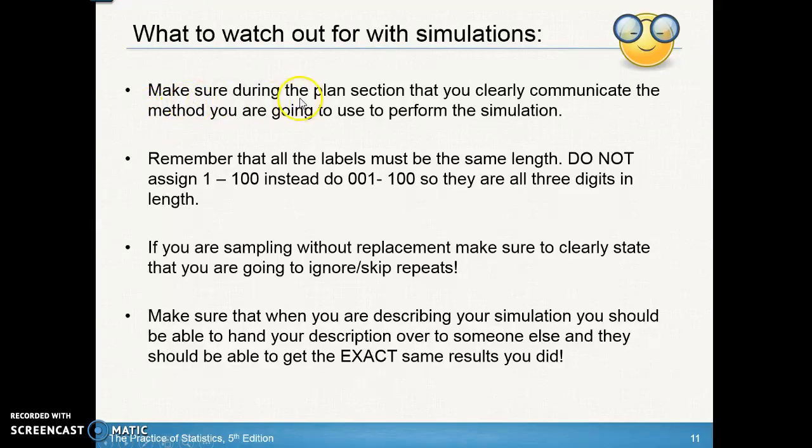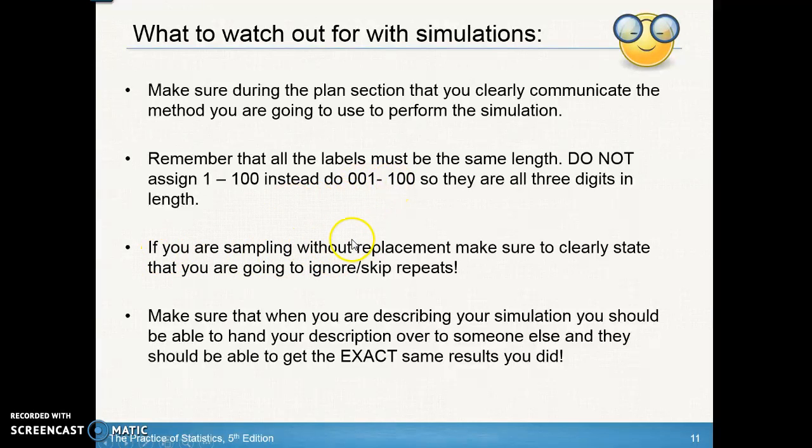Number one, make sure that during the plan section, you clearly communicate the method that you're going to use to perform the simulation. So you're basically restating what the probability is asking. Remember that all of the labels have to be the same length. So if you're doing 1 to 100, the label should be 001 to 100 because they're all 3 digits, okay?